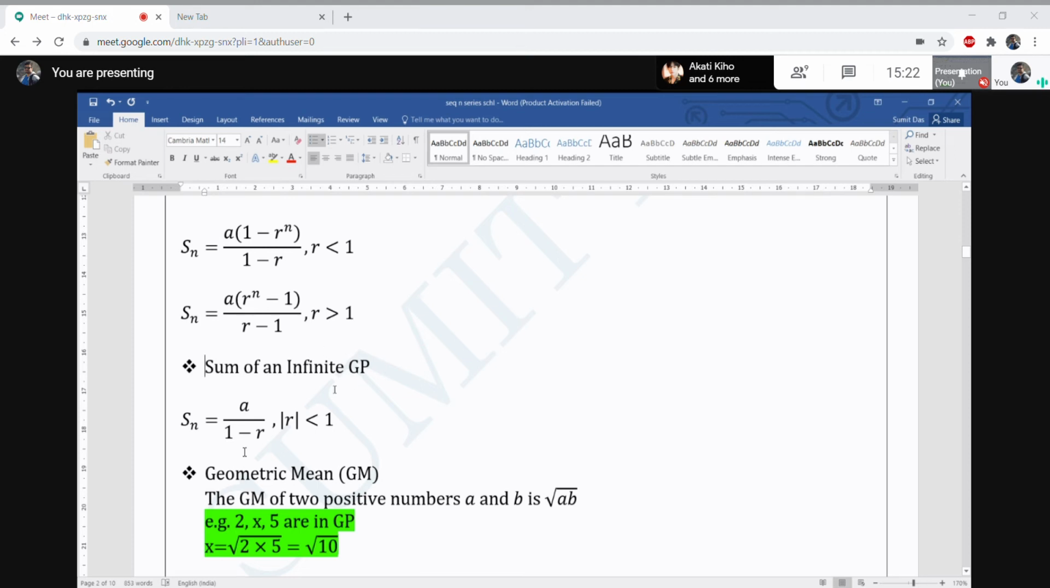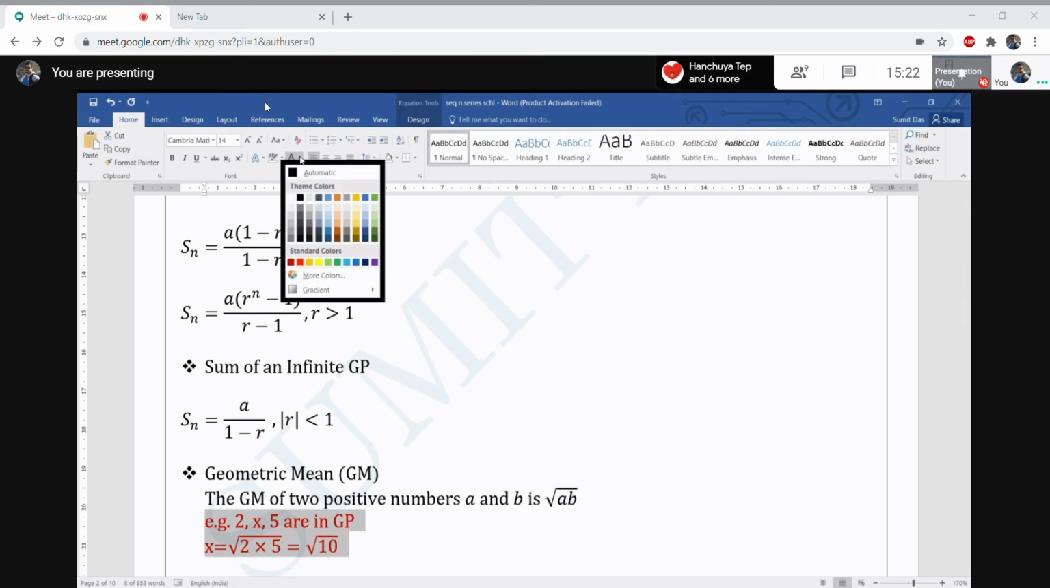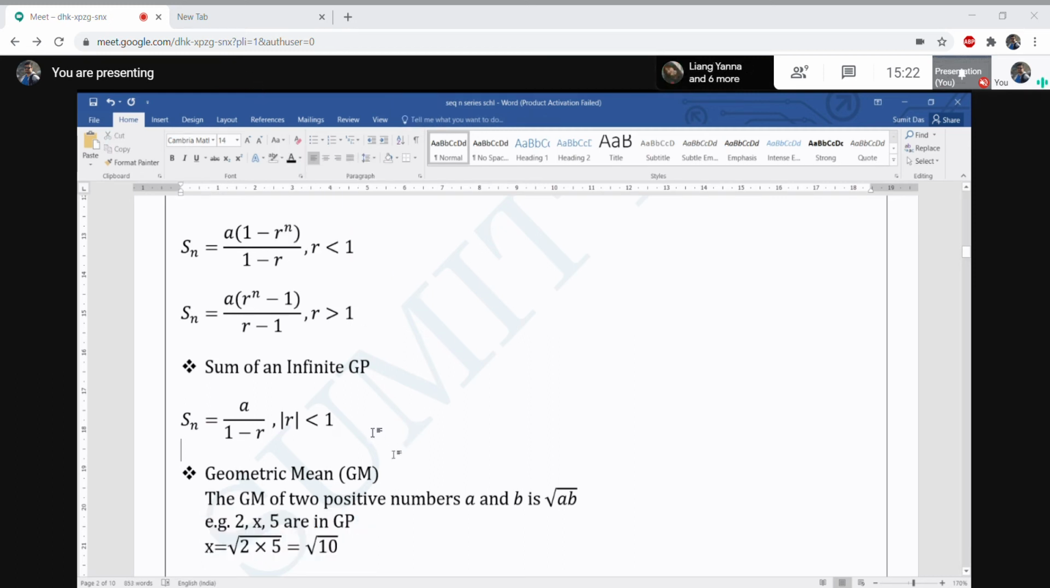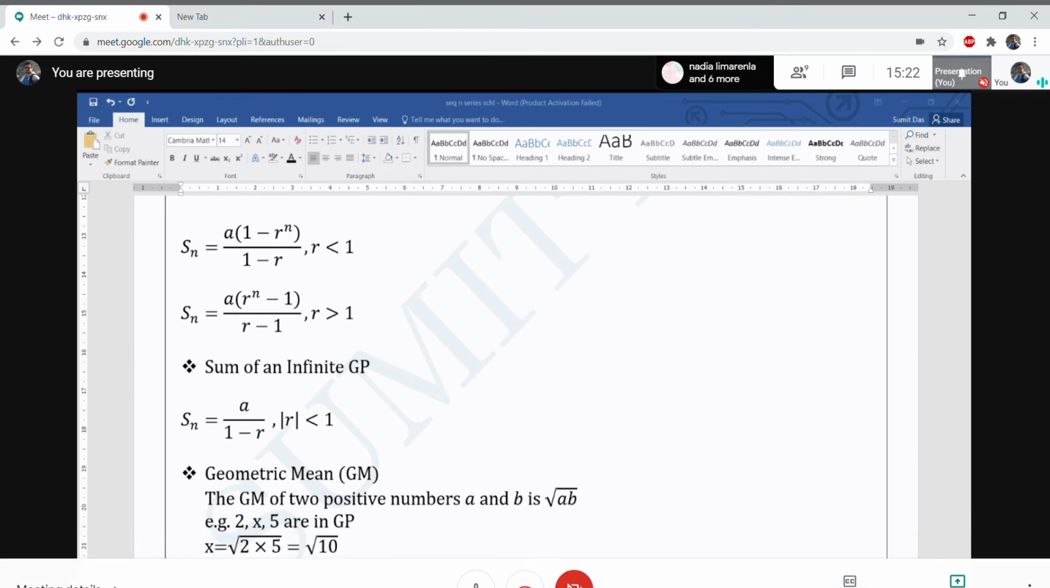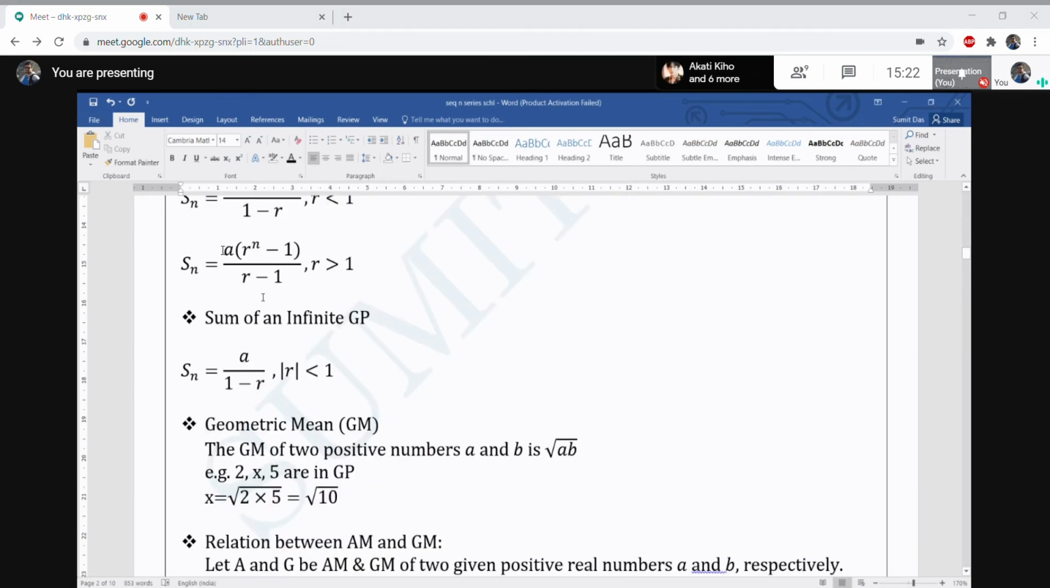Okay, sum of infinite GP means, as I told you there, when there is no last term, that is called infinite: the series can go on infinitely, that is an infinite series. So their formula is S equal to a divided by 1 minus r, where modulus of r is less than 1. Let's do some problems, then we can understand. This formula we will understand when we do the problem.